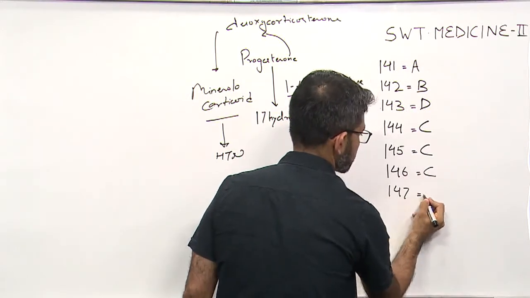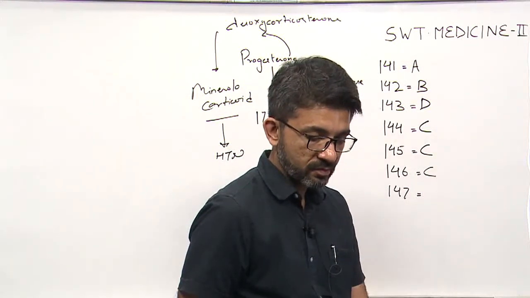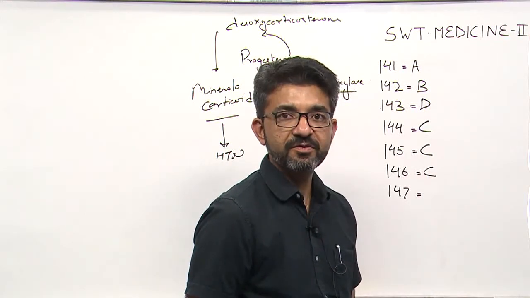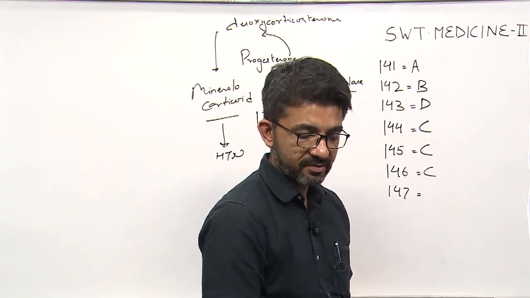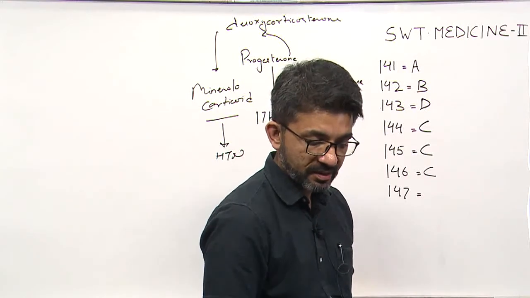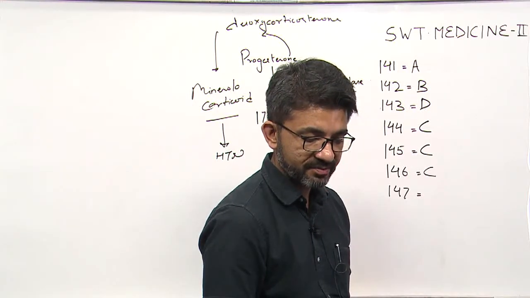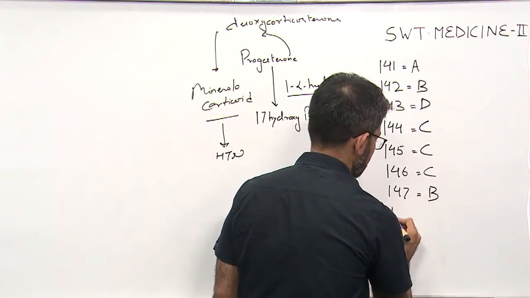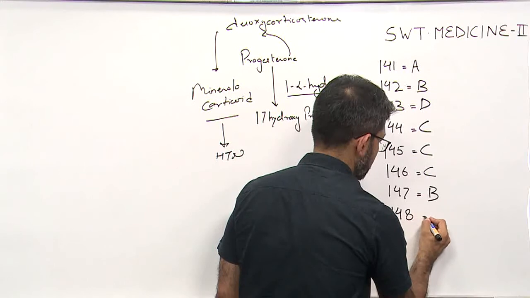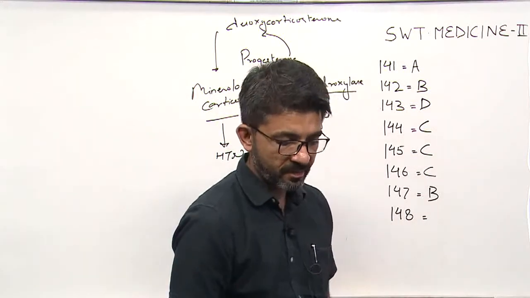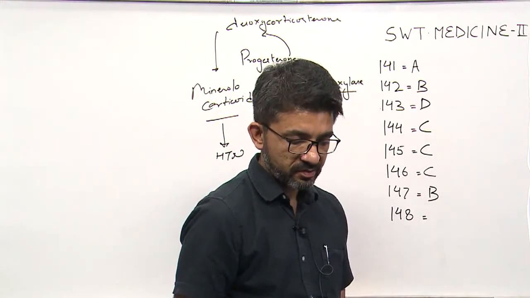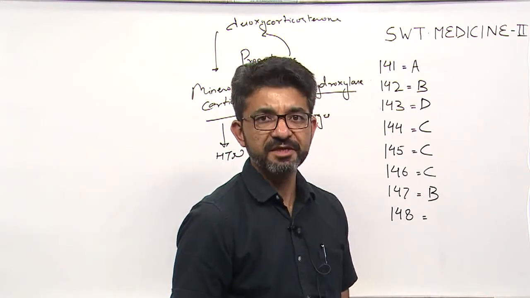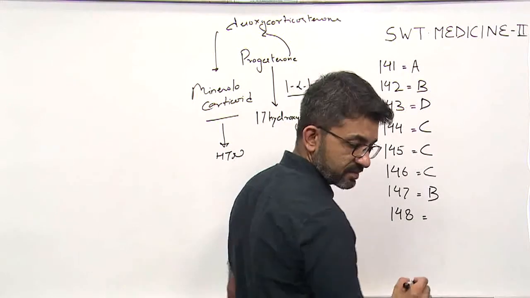147. Tumor lysis syndrome, just like I explained in an earlier question, hypercalcemia is the answer. Answer is B. Jail fever is rickettsia prowazekii. Remember, jail fever. Answer is A.